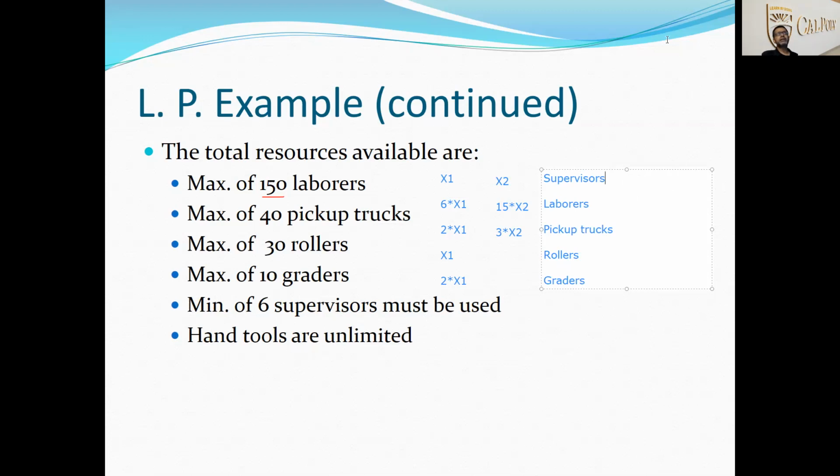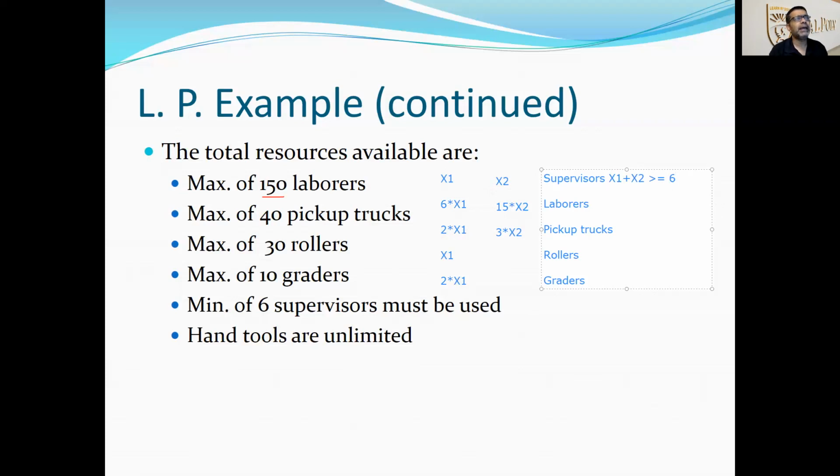I'm going to go ahead and pause, and I'm looking for some answers. Yes. So if I'm using X1 units of technology 1 and X2 units of technology 2, I need to employ at least 6 supervisors. So my total number of supervisors employed will be x1 plus x2, and I want that to be greater than or equal to 6.